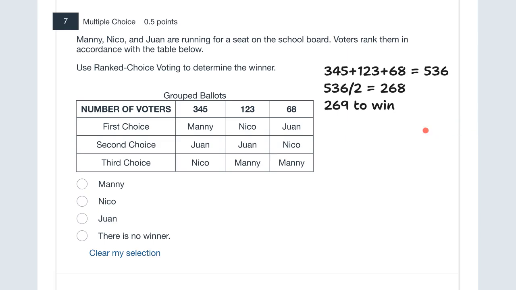And in this case, we see Manny's already got 345, so there's no reason to eliminate anybody at all. So Manny wins. He just won out of the gate. Manny has 2 N's, got to spell his name right. So no work to do on that one. Sometimes ranked choice voting has a winner out of the gate.